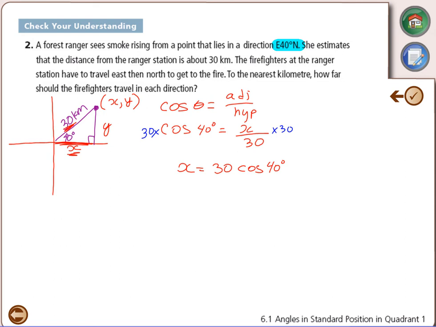We punch that directly into the calculator, and we get x is approximately 22.9813 dot dot dot. Let's round that. That's going to take us to approximately 23 kilometers.